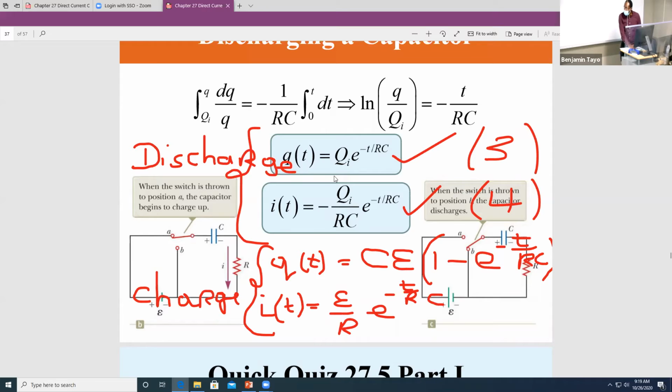Now, just one more concept here. If you look at this equation, what do you think this Qi here represents? Initial charge. It is the initial charge. Now, you should see that this Qi is equal to epsilon times C. Because when the capacitor starts to discharge, it was already at 100% before it starts to discharge, right? So it means that the initial charge on the capacitor is just epsilon times C.